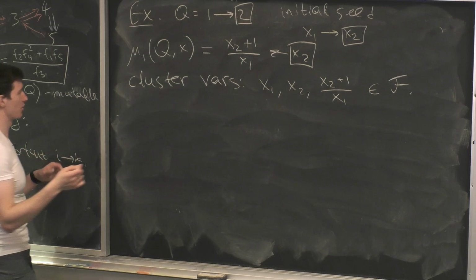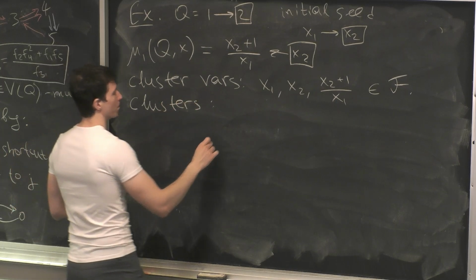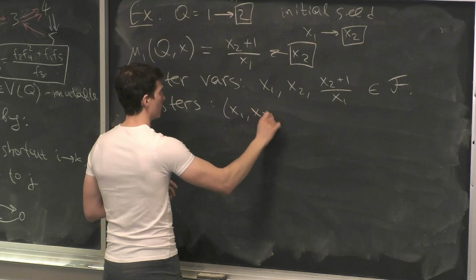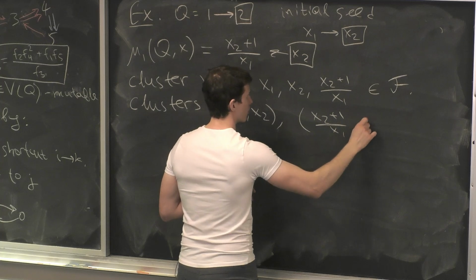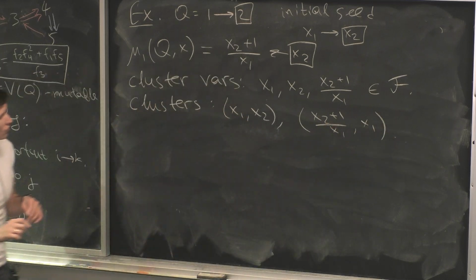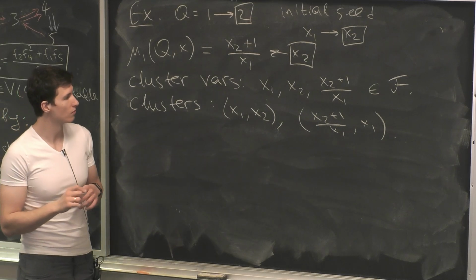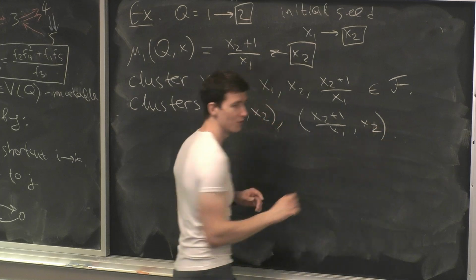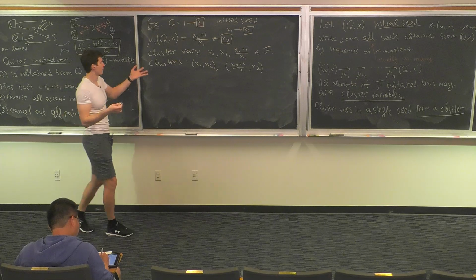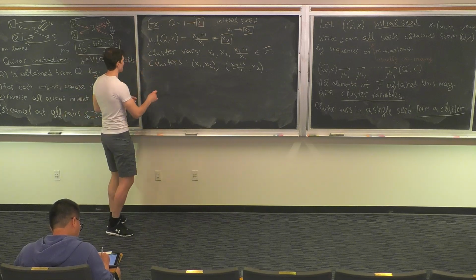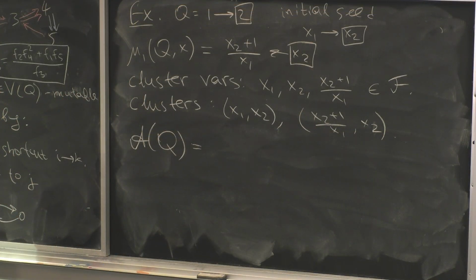And there's going to be 2 clusters. Right, x1, comma x2, and x2 plus 1 over x1, comma x1. Sorry, x2, yes, thank you. And, I mean, so you have some kind of, maybe it's not that interesting. So the cluster algebra, I can't even really say anything about it, right?